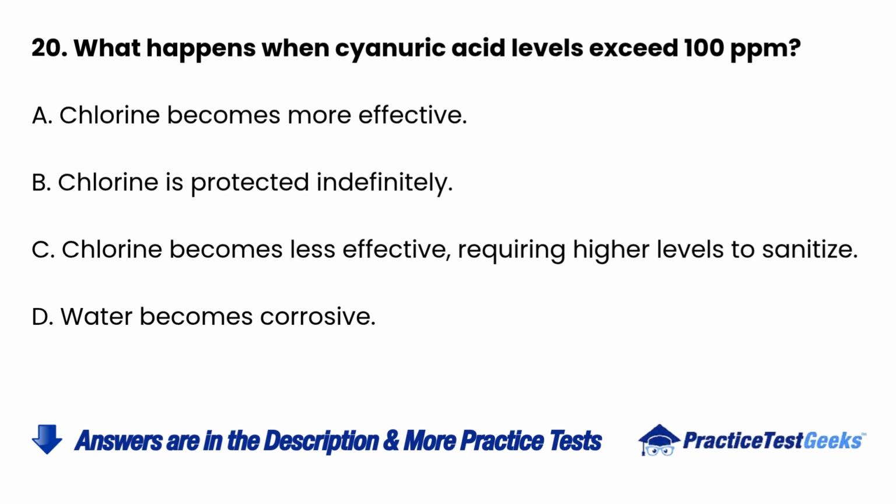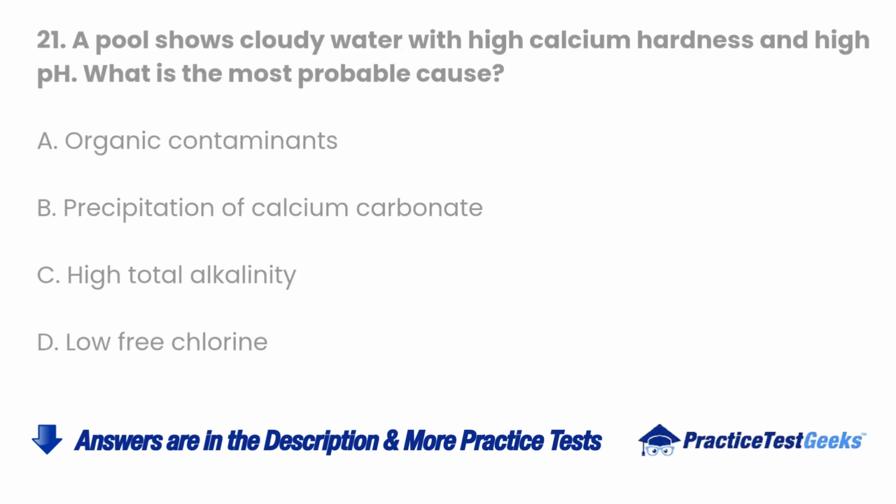20. What happens when cyanuric acid levels exceed 100 ppm? A. Chlorine becomes more effective. B. Chlorine is protected indefinitely. C. Chlorine becomes less effective, requiring higher levels to sanitize. D. Water becomes corrosive.